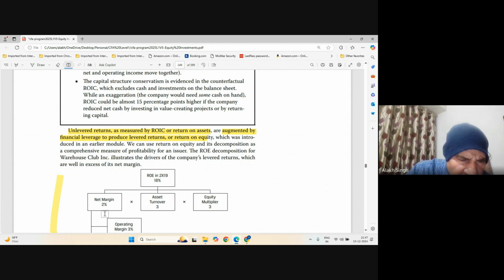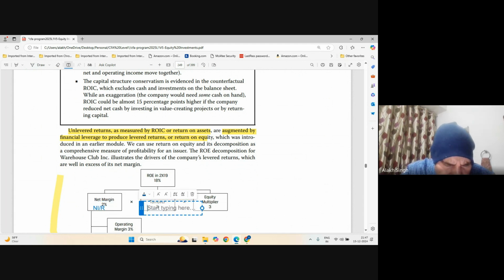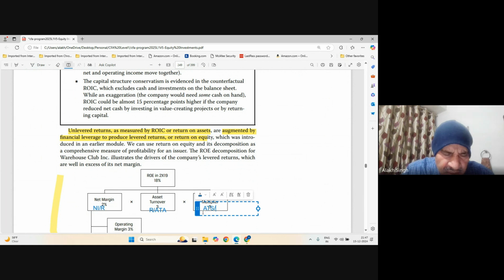So this one is net margin, meaning net income divided by sales or R. Okay, so I should write it in capital. Net income divided by R. And then this one is ATS, so R divided by average total assets. So ATA, average total assets. And this one is equity. So average total assets divided by average equity. That's what I would write.